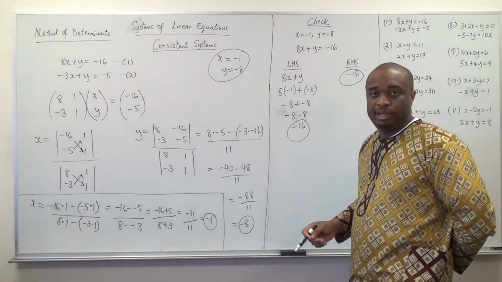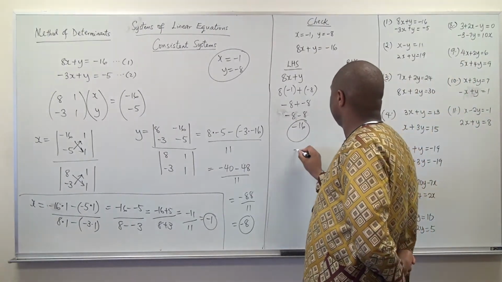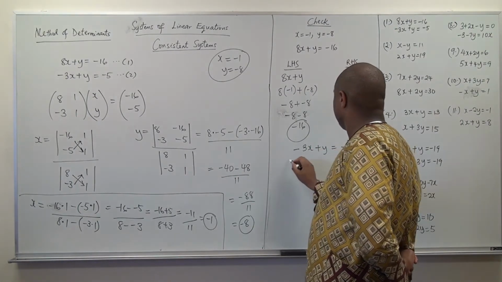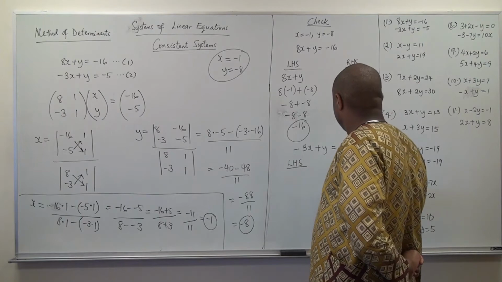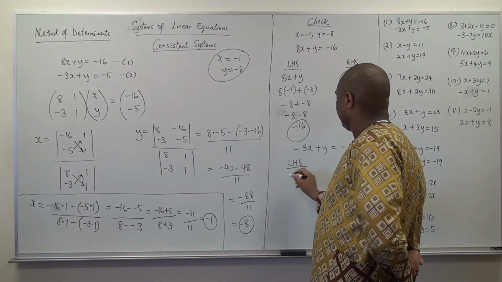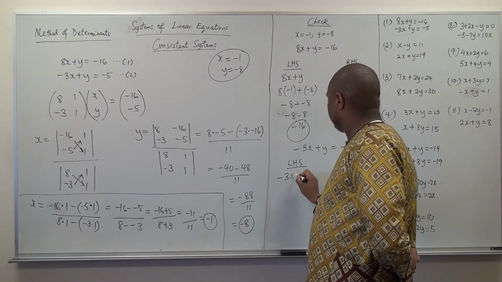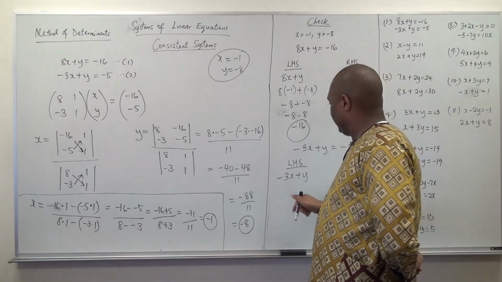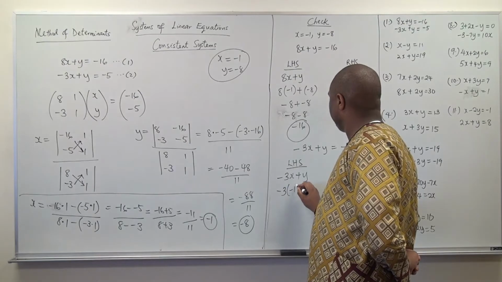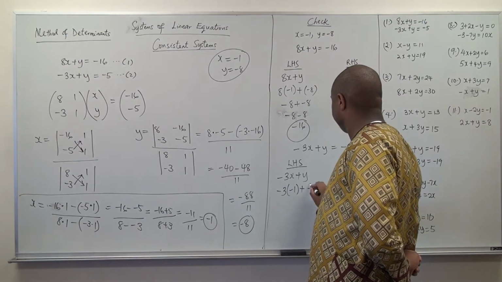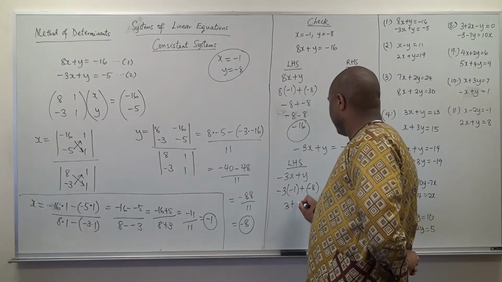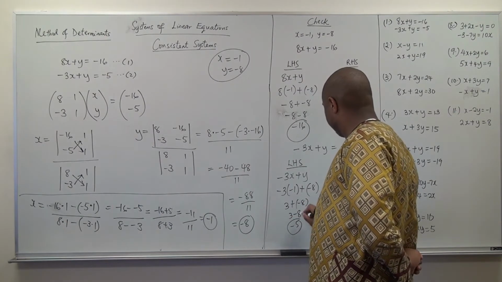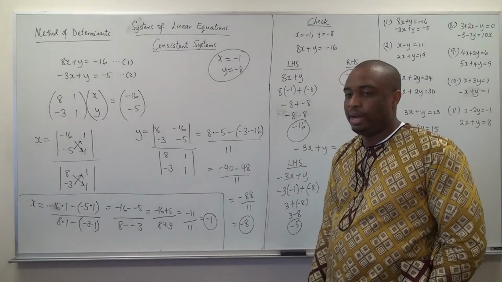Let's do that for the second equation. It has to work also. Negative 3x plus y equal to negative 5. Left-hand side is negative 3x plus y. Right-hand side is negative 5. Now let's plug it in. Negative 3 times negative 1 plus negative 8. So this is 3 plus negative 8, 3 minus 8, and that is minus 5. Left-hand side equal to right-hand side.